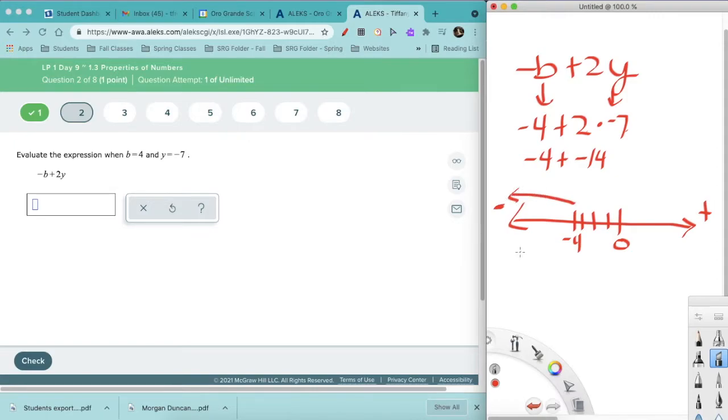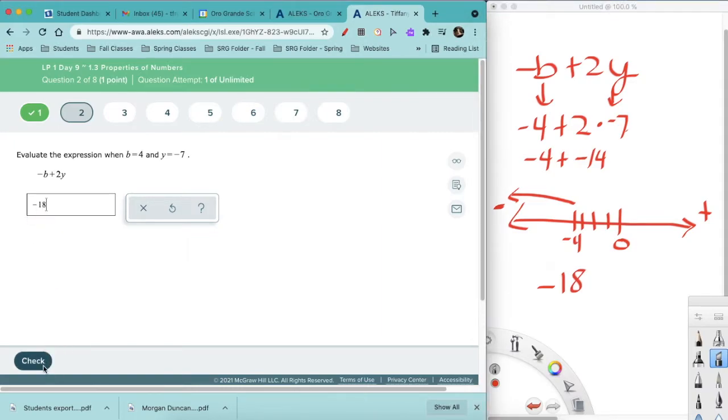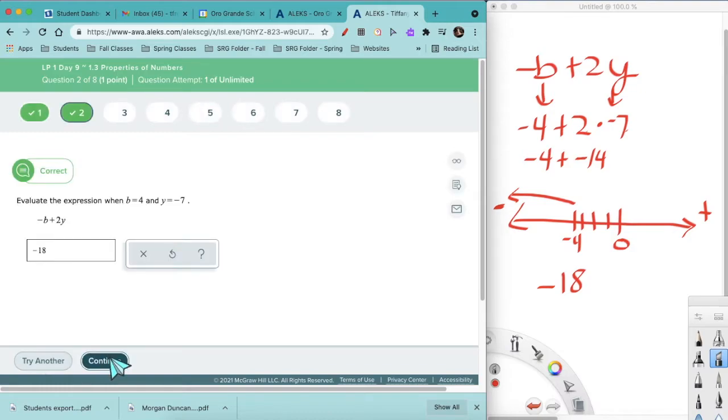So I need to add these two together in order to get the correct answer. So I'm going to add them together. I'm going to get 18, but it was negative. I'm going more negative. So I get negative 18 in this case. Negative 18. Check. Perfect. All right.